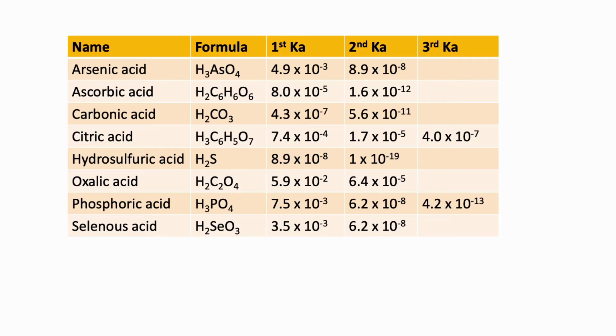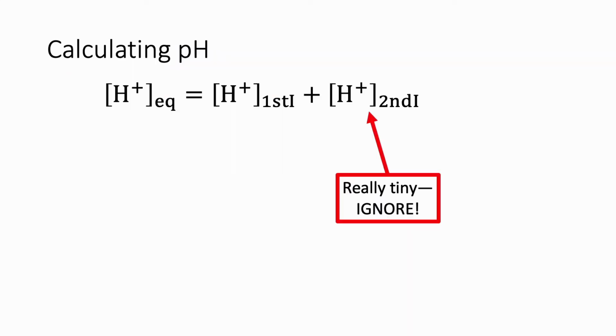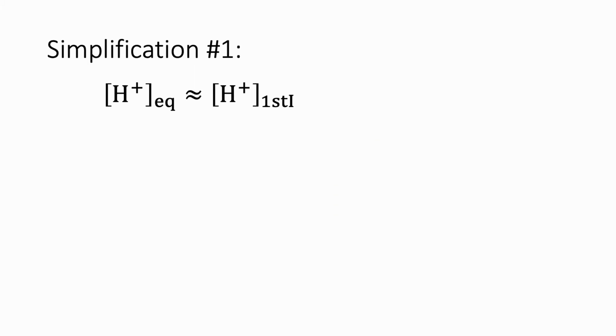But if you go through and look at the Ka values for a whole bunch of polyprotic acids, what you're going to see is there are usually several orders of magnitude between the first Ka and the second Ka. What does that mean? Well, it means that you're going to get many more products of the first dissociation than from the second dissociation. So when we look at our equation for how much H+ we have at equilibrium, we can assume that the H+ concentration from that second ionization is really, really tiny, and we're just going to ignore it.